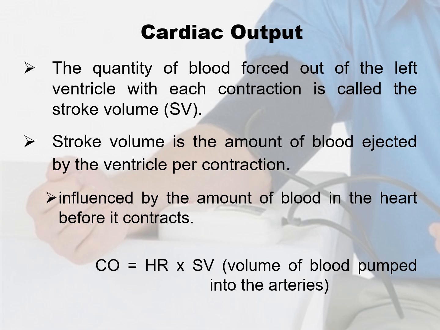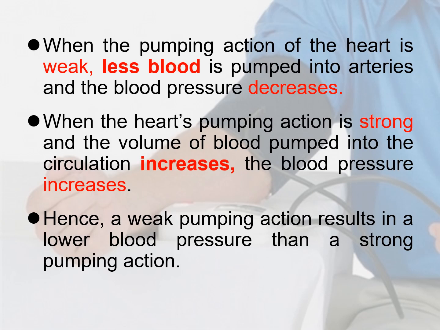When we talk about the quantity of blood forced out of the left ventricle with each contraction, it is called the stroke volume. A stroke volume is the amount of blood ejected by the ventricle per contraction. So it is influenced by the amount of blood in the heart before it contracts. Again, cardiac output is heart rate times stroke volume. The blood pressure depends on the cardiac output.